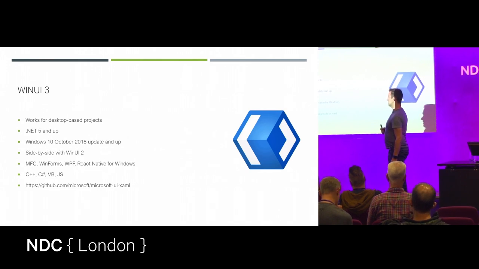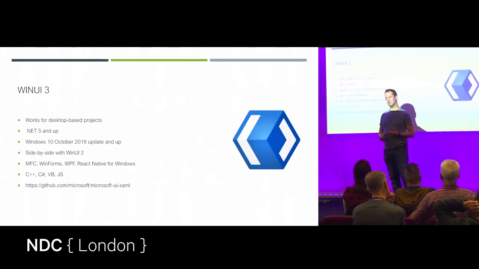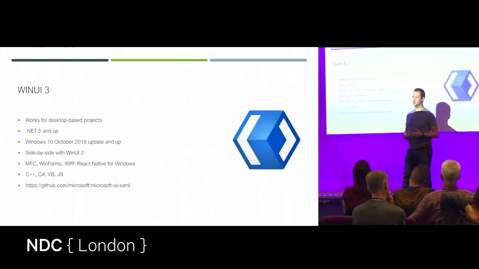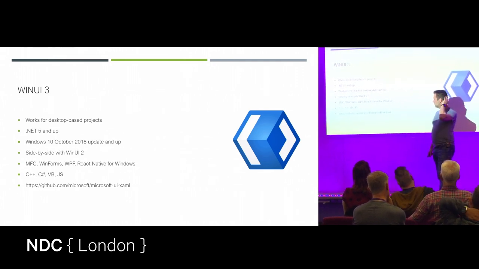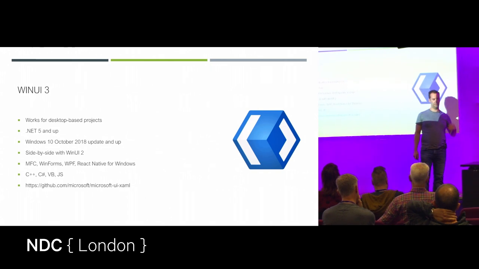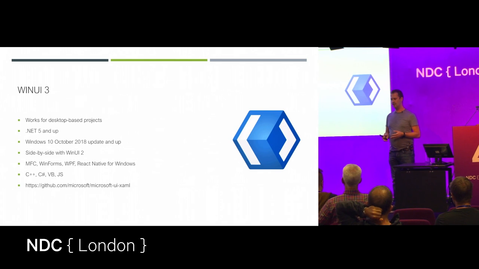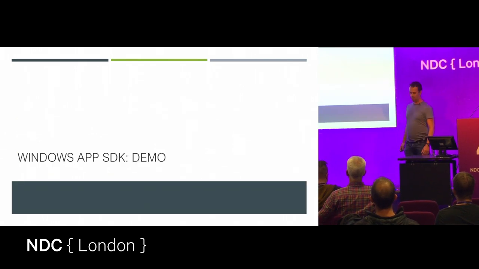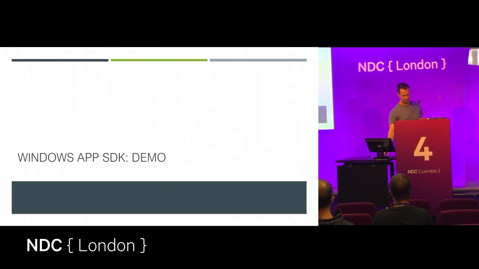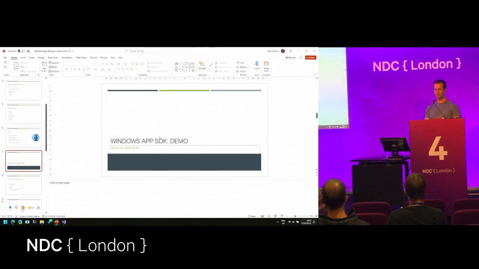As for languages that are supported, we have C++ support, C#, VB, and even JavaScript through React Native for Windows. This is the GitHub repository for WinUI. That's where you can find all that discussion. WinUI is bundled in the application SDK, but it's kind of like a separate product because it's so big. All right, let's have a look. If you have any questions, by the way, feel free to ask.